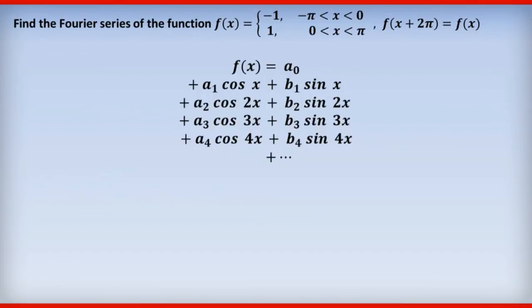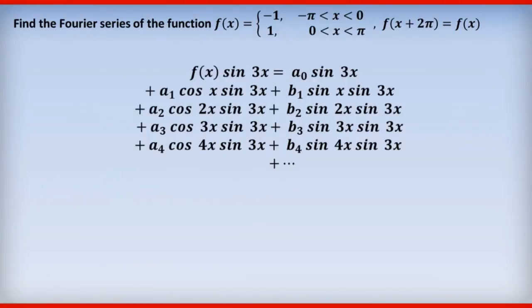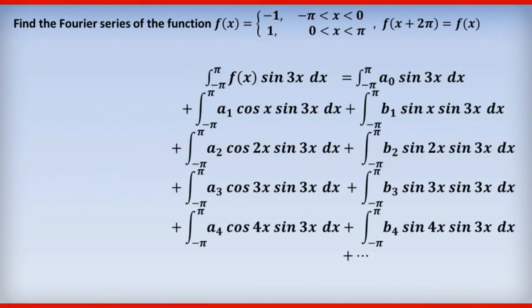I'm going to work out one of them, and it'll be pretty obvious how to do the rest from that. So if we look here, we can see there's a b3 sin 3x. So I'm going to work out the b3. To do that, I notice that after the b3 we've got sin 3x, so I'm going to multiply both sides of this equation by sin 3x, and I get this. Now I'm going to integrate both sides with respect to x between negative π and π, and I get this.